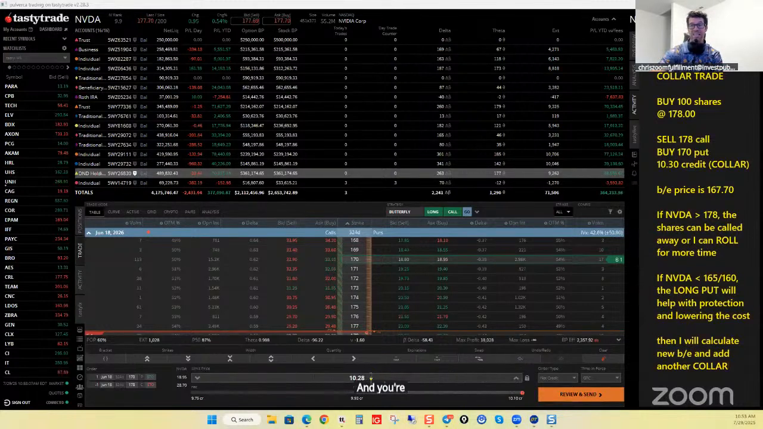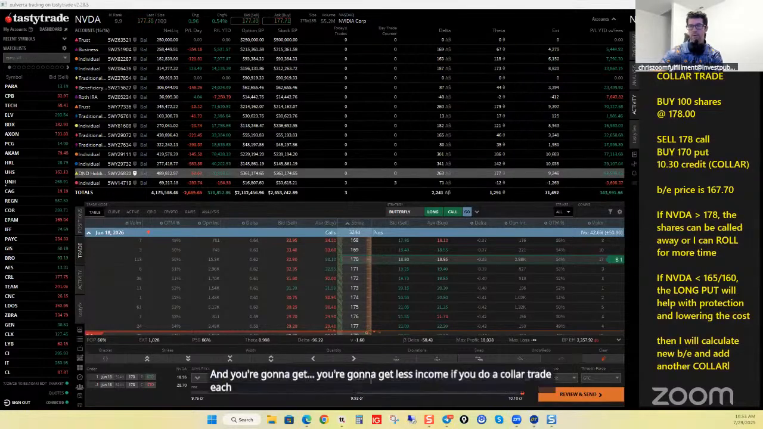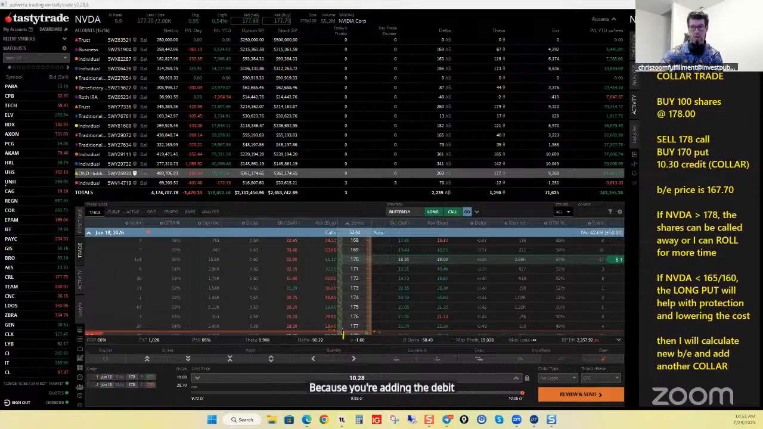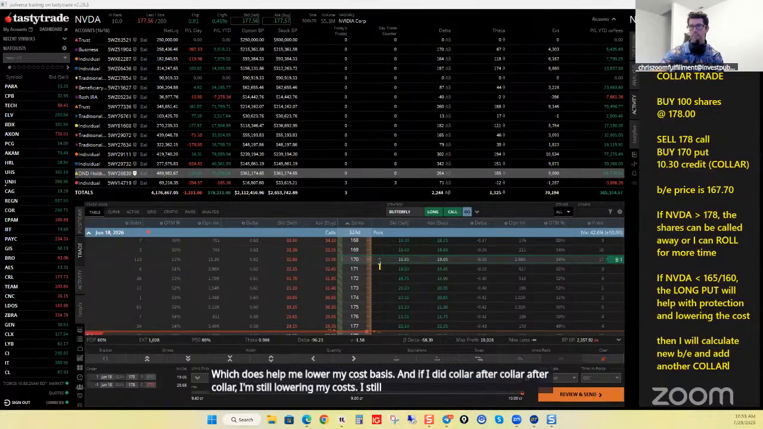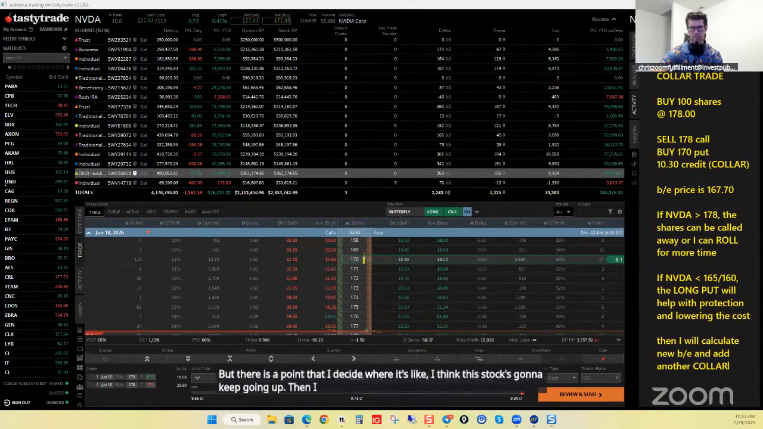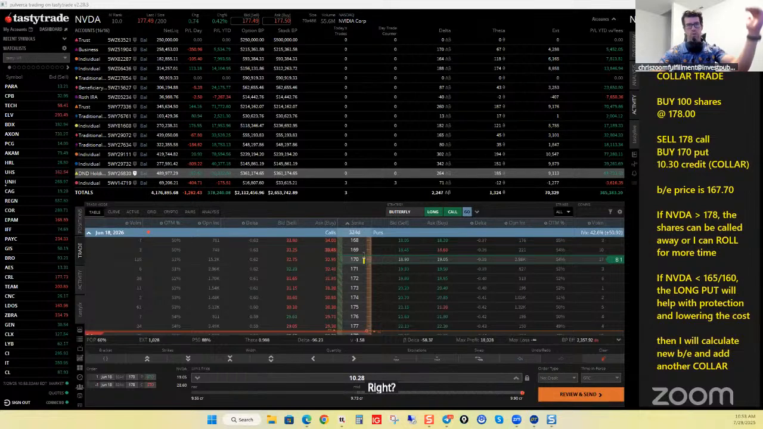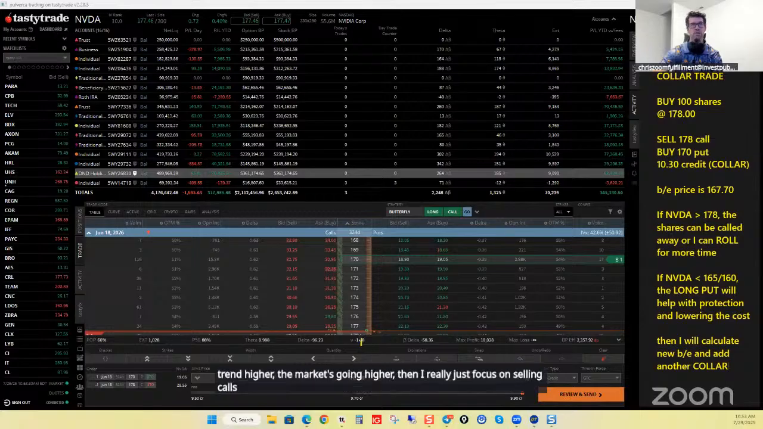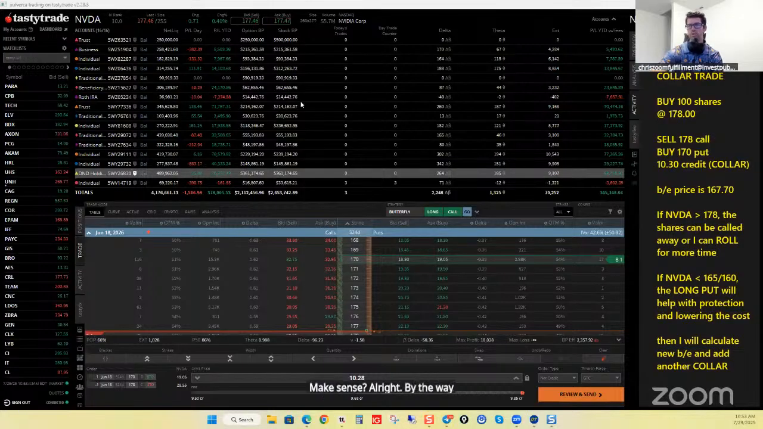And you're going to get less income if you do a collar trade each time because you're adding the debit side. So I sell the call, which is a credit. I buy the put, which is a debit, but I'm still walking away with a net credit, which does help me lower my cost basis. And if I did collar after collar after collar, I'm still lowering my costs. I still have downside protection. But there is a point where I decide, I think the stock's going to keep going up. Then I stop adding puts, right? If I feel more confident, like we've hit a bottom, we're starting to trend higher, the market's going higher, then I really just focus on selling calls and not adding the put each time. Make sense?